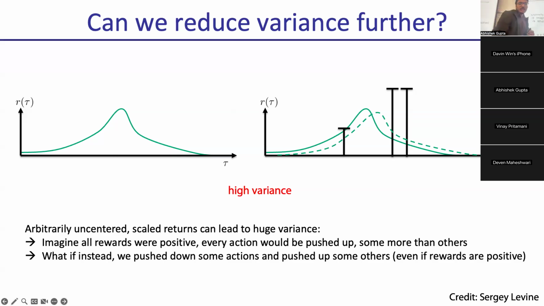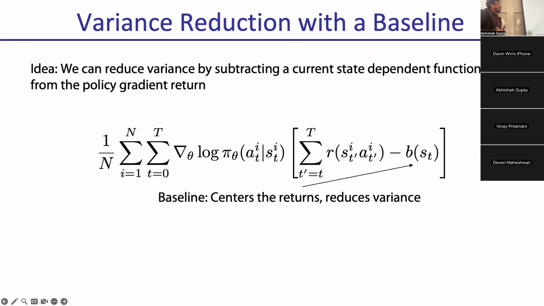And so the idea of a baseline is that you're going to do the same type of nested summation, but you're just going to subtract a function b of s_t. Right? So it can be any function, but it's important that it only depends on s_t and not on the action and not on future states. And so you take your sum of rewards, and you can think of this as a centering term. It's a state-dependent centering term, which tries to bring all the magnitude of the gradient to be the same across all different states.